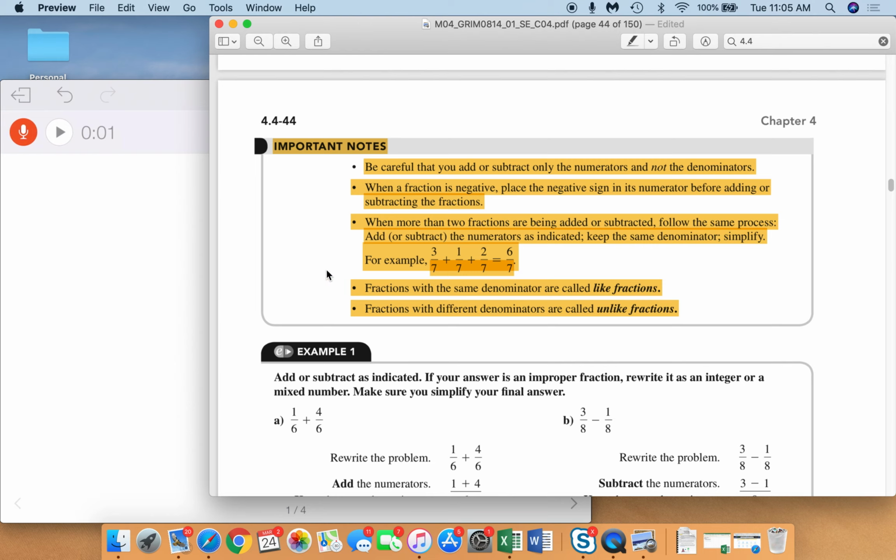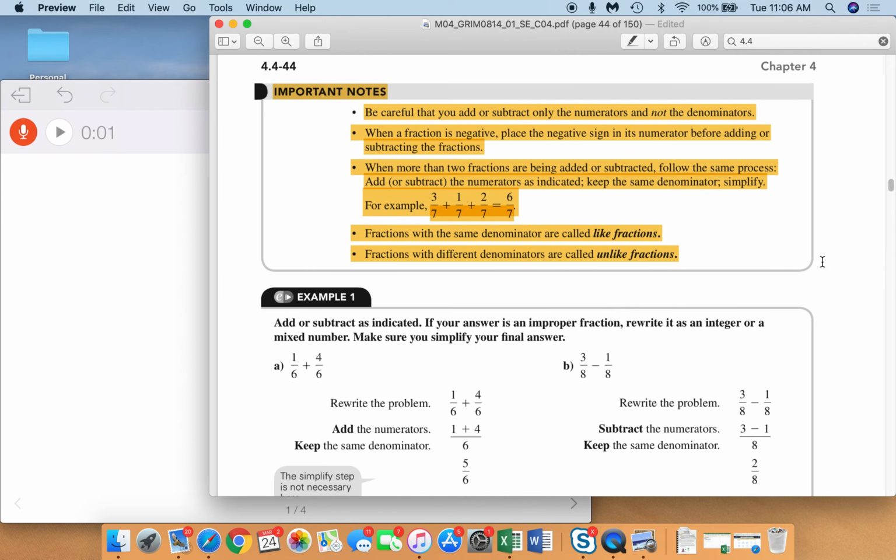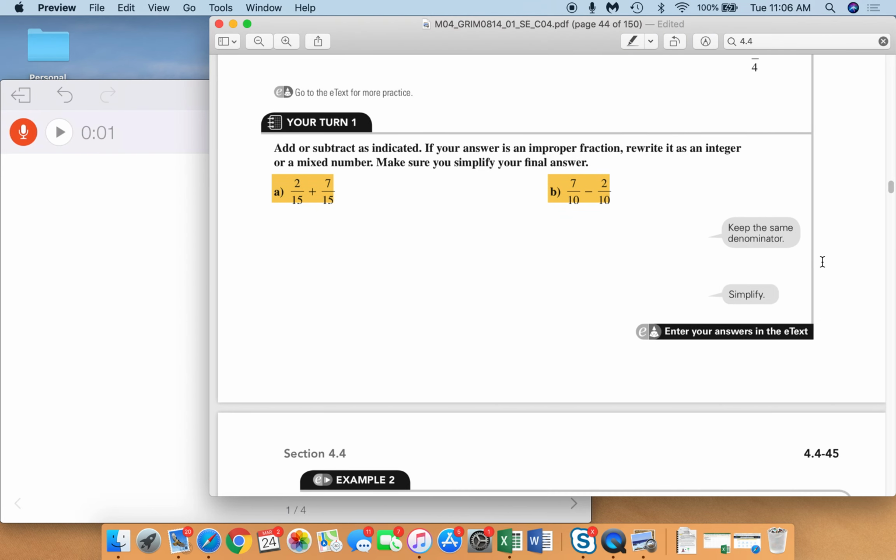Fractions with the same denominator are called like fractions. Fractions with different denominators are called unlike fractions. And we're going to talk about that next. So let's go ahead and do a couple of problems.